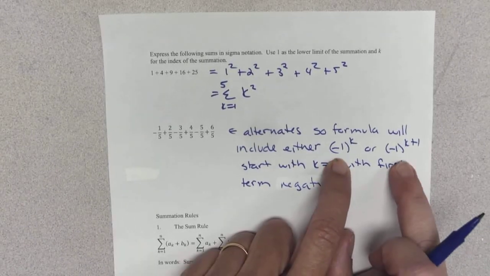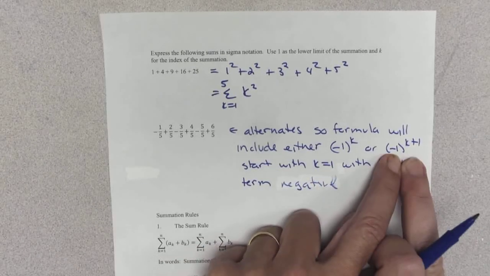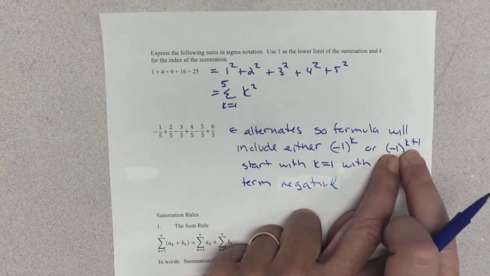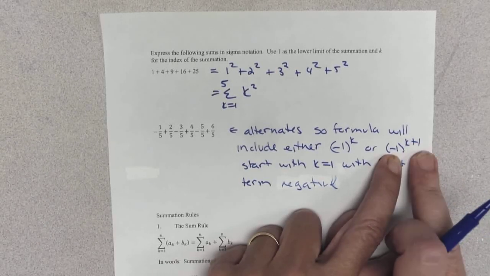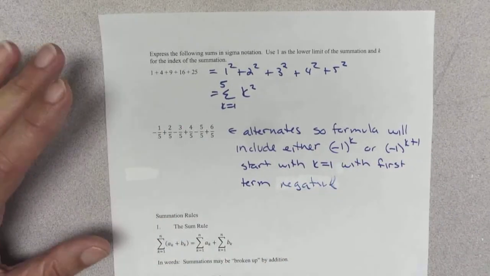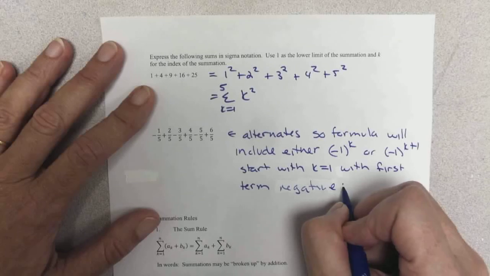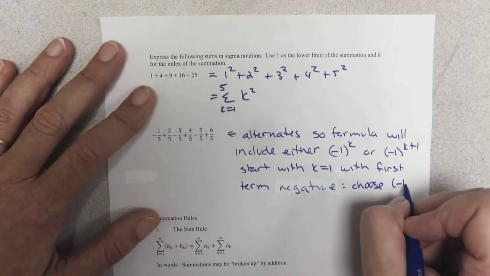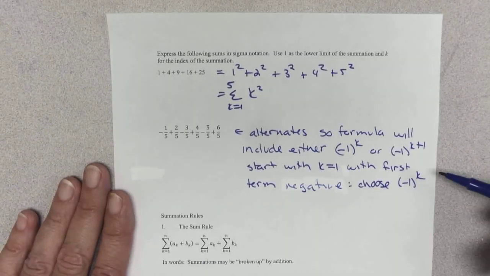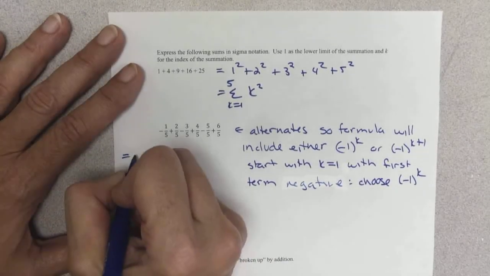So you look between these two things. We want the first term to be negative, starting with 1. Well, if I think about negative 1 to the k plus 1, if I put a 1 in there, that'd be negative 1 to the 1 plus 1, negative 1 squared, which is positive 1. So I need to choose this guy, and so we will choose negative 1 to the k. Because if I put in 1, that's going to be negative 1 to the first, which is negative.